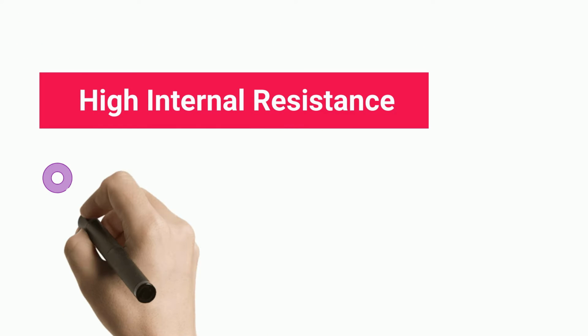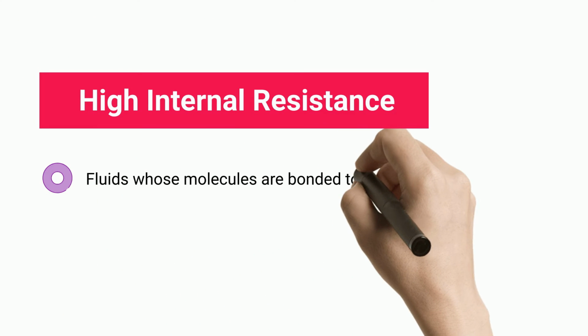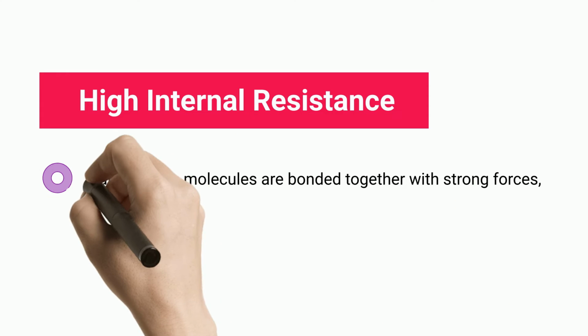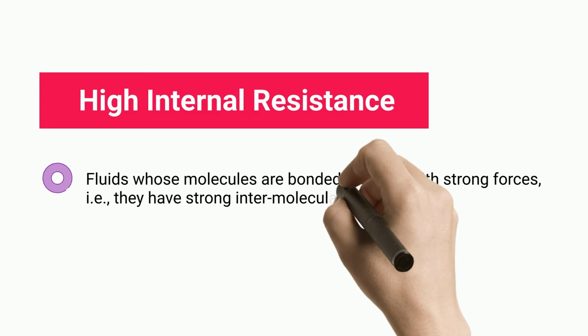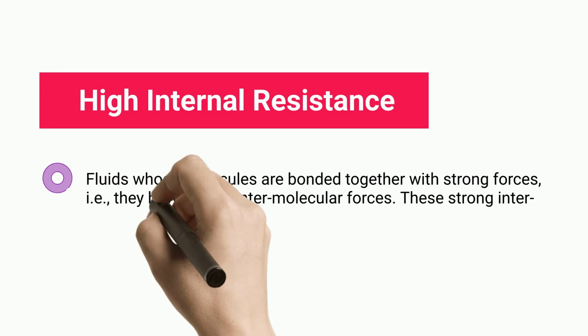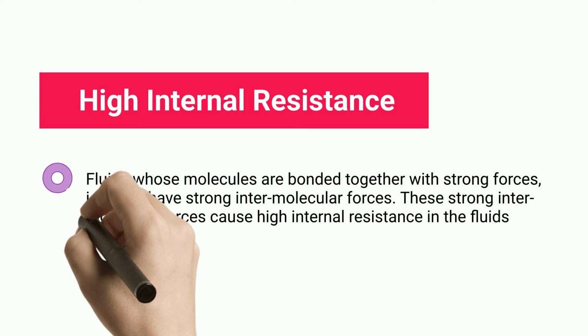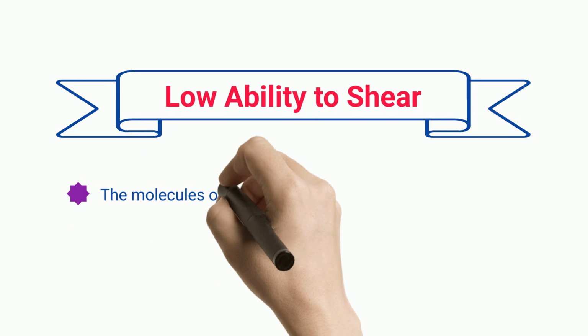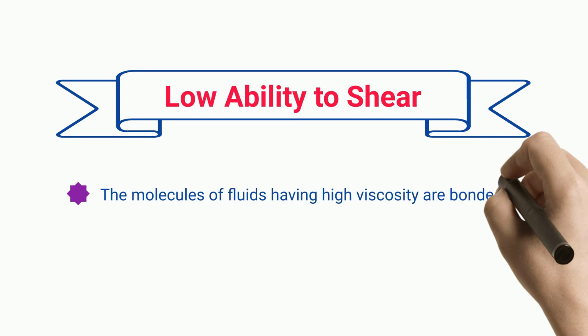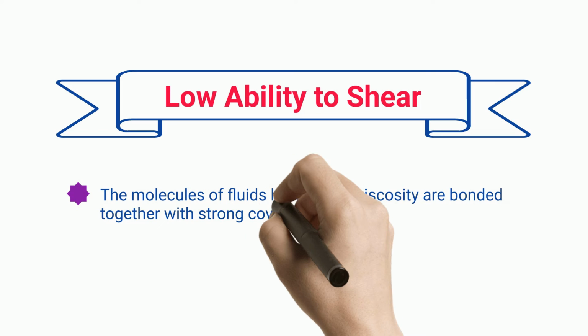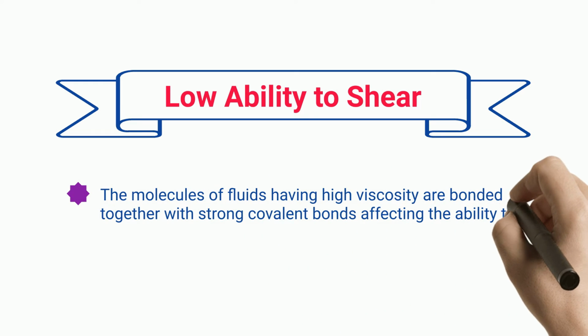High internal resistance. Fluids whose molecules are bonded together with strong forces, i.e., they have strong intermolecular forces. These strong intermolecular forces cause high internal resistance in the fluids having high viscosity. Low ability to shear. The molecules of fluids having high viscosity are bonded together with strong covalent bonds affecting the ability to shear, which makes it too low.